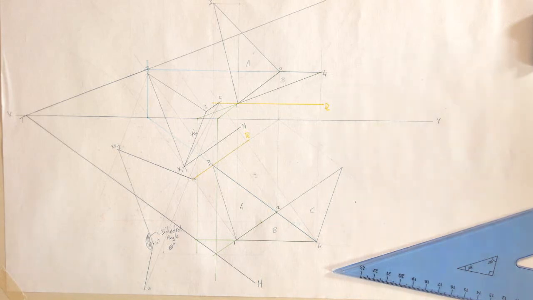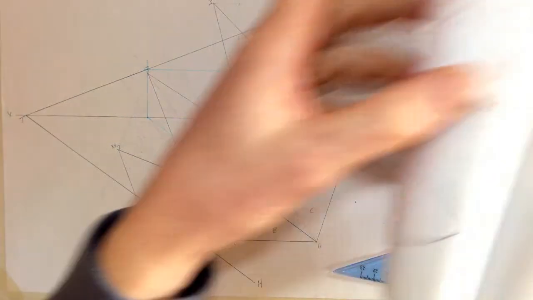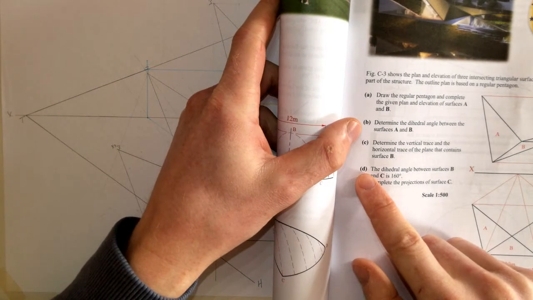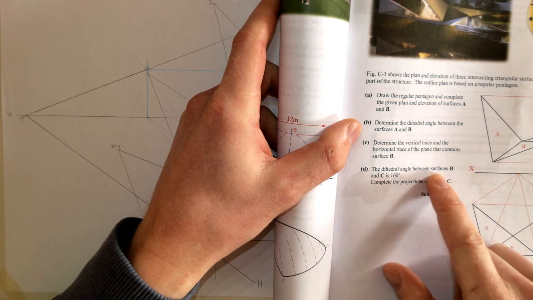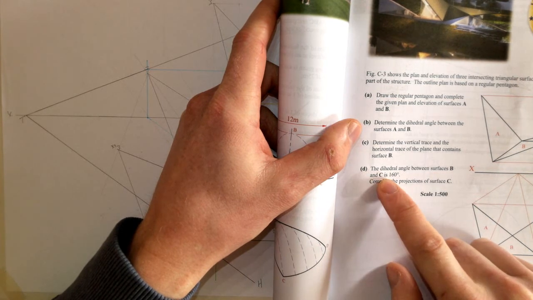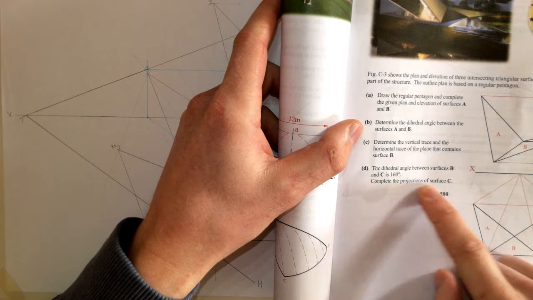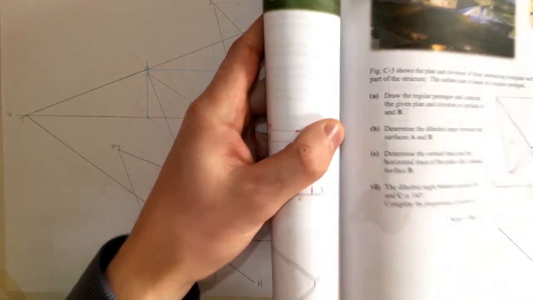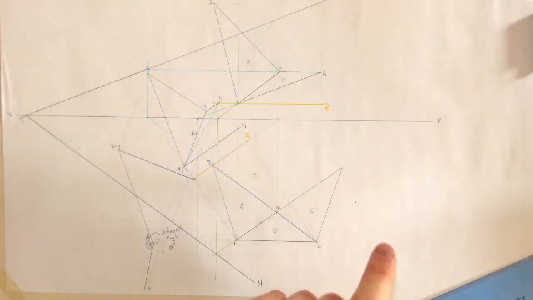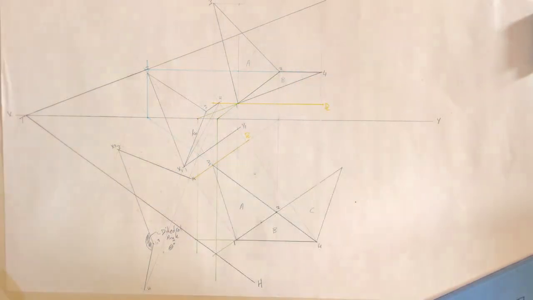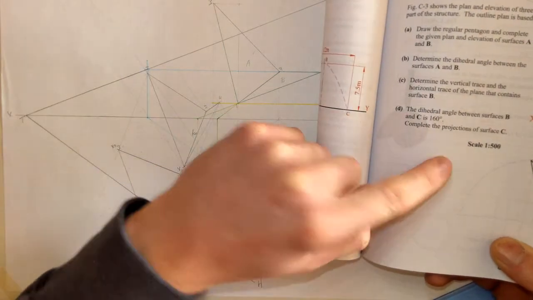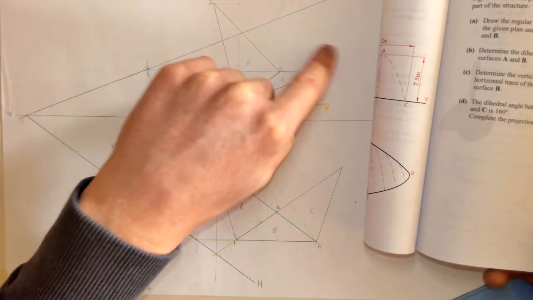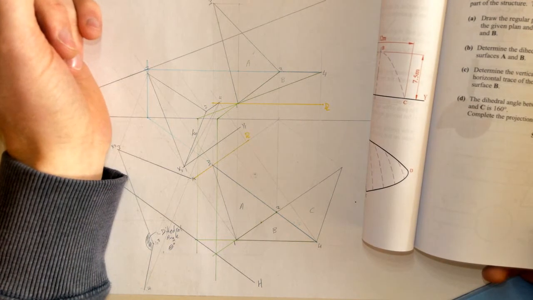Next step, part D. Determine, or the dihedral angle between surfaces B and C is 160 degrees. Complete the projections of C. So I have not got surface C drawn in the elevation. As you can see, I do have it in the plan. So I need to complete the projections, in other words, draw surface C up in the elevation.